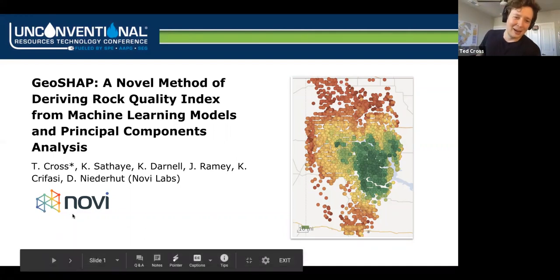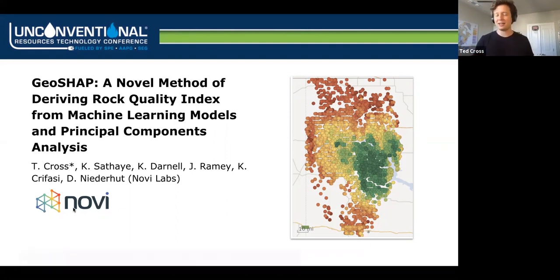So today we're going to go over another one of our papers from URTeC. This is another one that's been very popular, generated lots of interest and lots of hits, and that is GeoSHAP, which is what we call the sum of all of the Shapley values for the geology, which is essentially a total rock quality index that's derived via machine learning. And again, this one especially required lots and lots of work from various people at Novi at various steps along the workflow. So truly a team effort on this particular project.